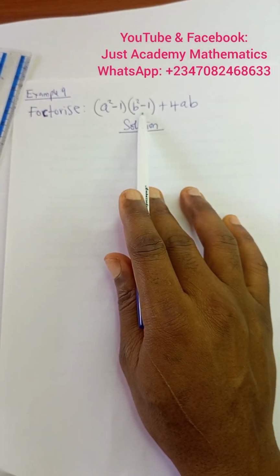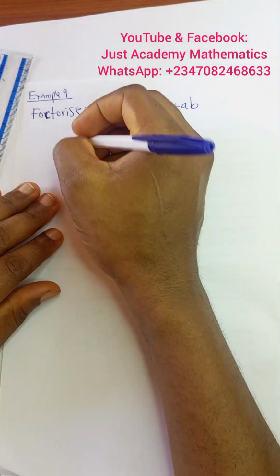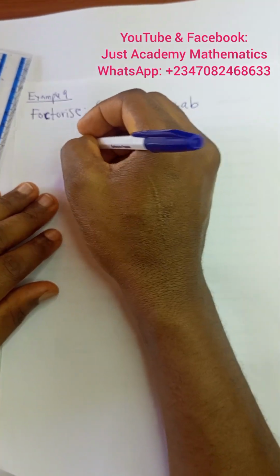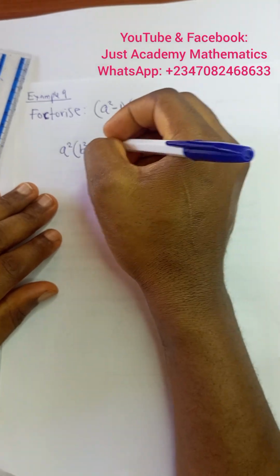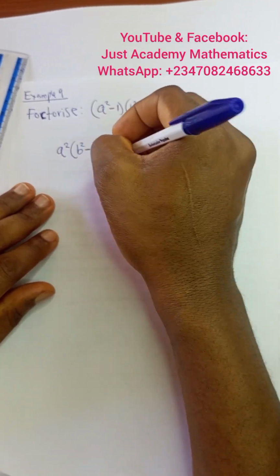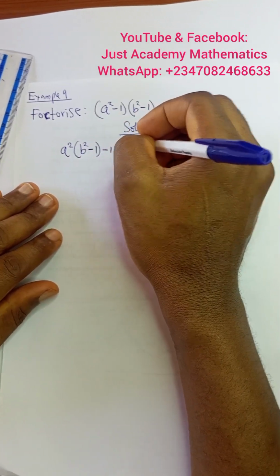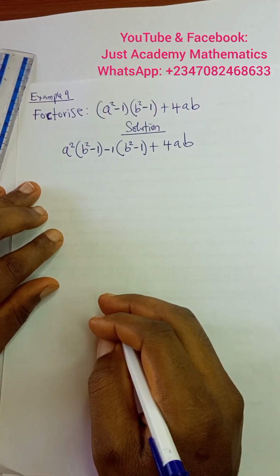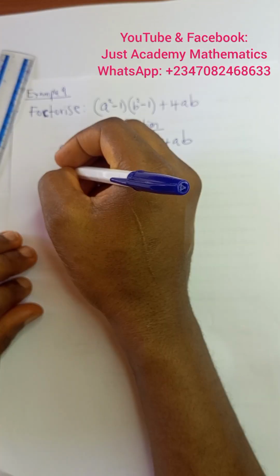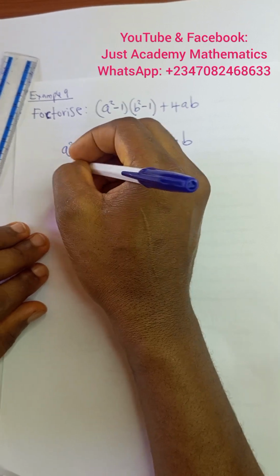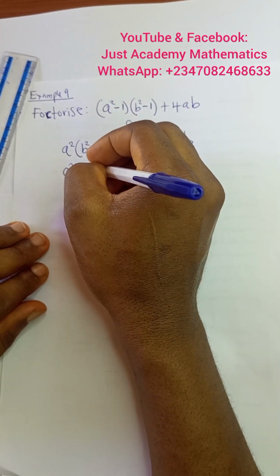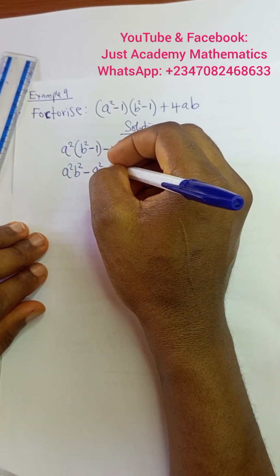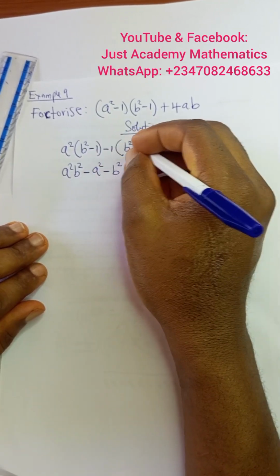Let's expand this. So in expanding this, I will get that a squared will times b squared minus 1. And I will get that minus 1 will times b squared minus 1 plus 4ab. So let's open up. We'll have that what? A squared b squared minus a squared, then what? Minus b squared, then what?